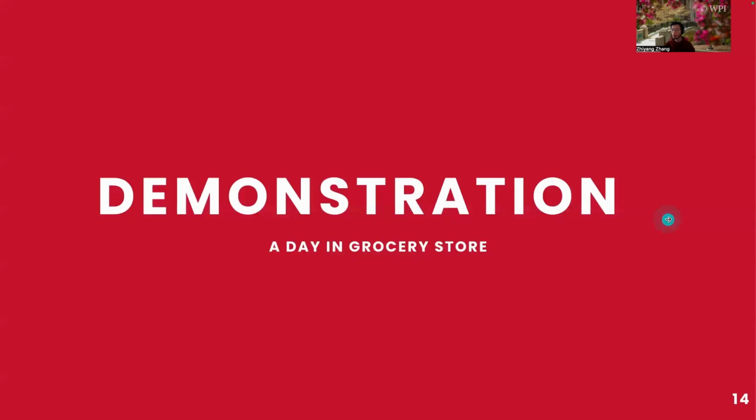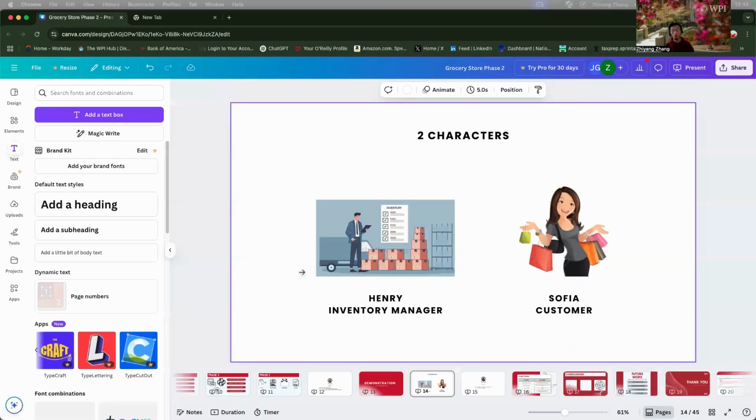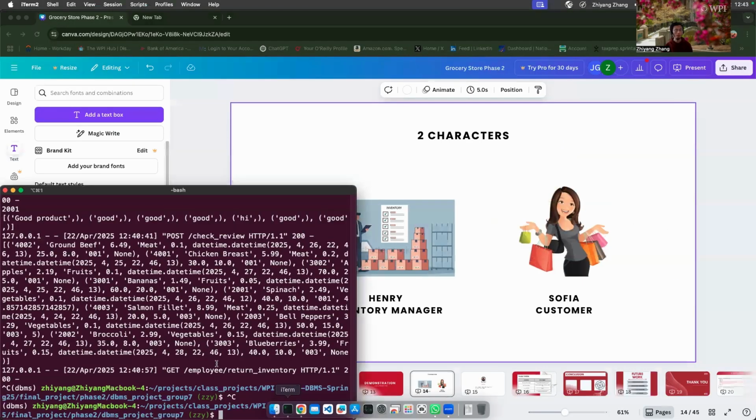Next, we're going to show a demonstration about the events that happen in a grocery store during a day. There are two characters in our demo. Henry, an inventory manager, uses our system to monitor the commodities. Sophia, a girl who likes shopping, is a customer. First, let me launch our system.